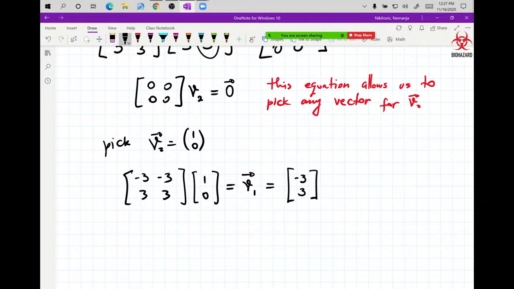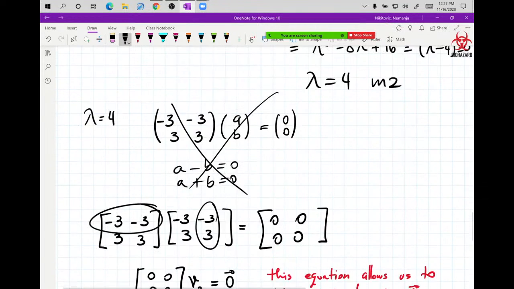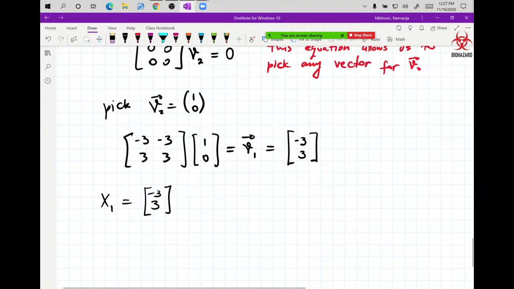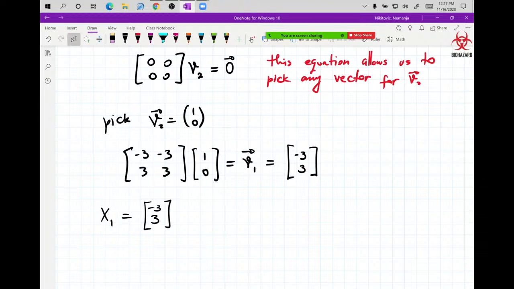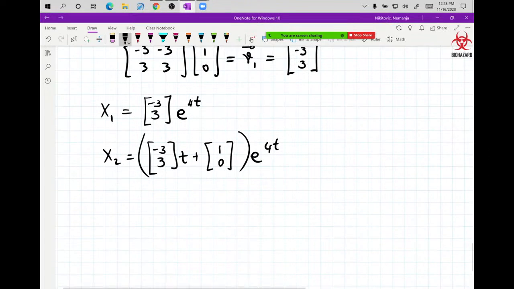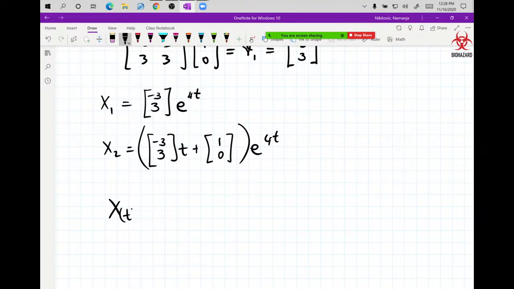So I can write my solutions. X1 is V1. Now we're writing the solution from the procedure again. So V1, which is the vector, times e to the lambda, which is 4t. X2 solution is going to be V1, which is negative 3, 3, times t, plus the other vector that we picked, 1, 0, all of that times e to the 4t. And now we know that the total solution is C1 negative 3, 3 e to the 4t plus C2.